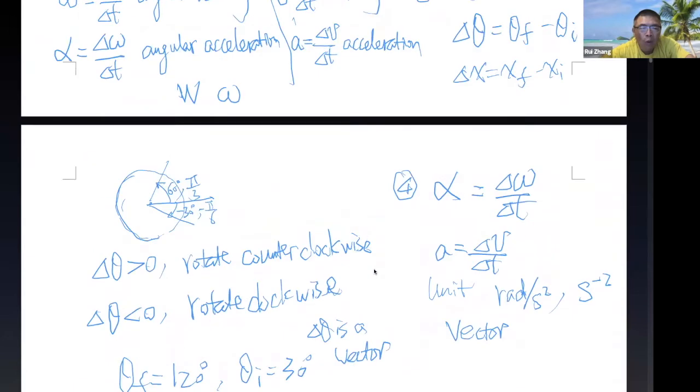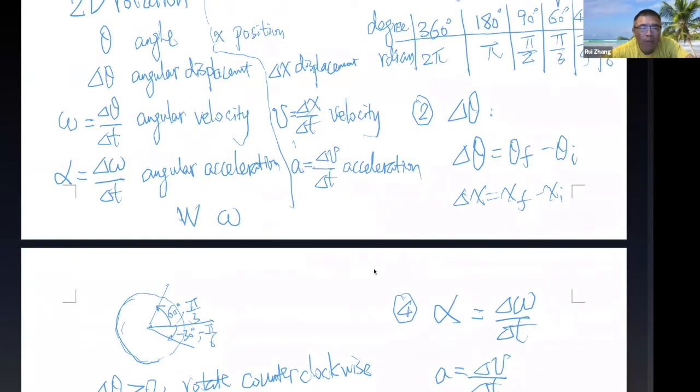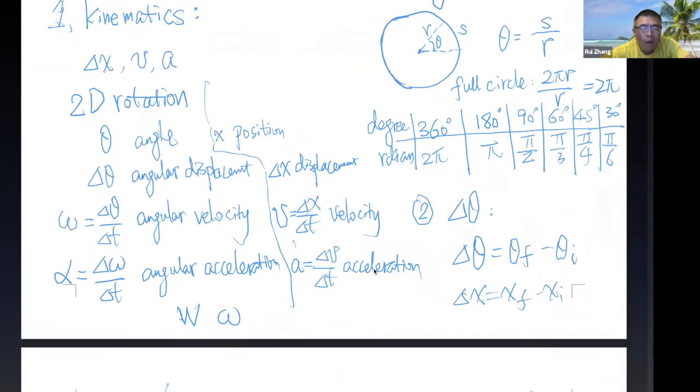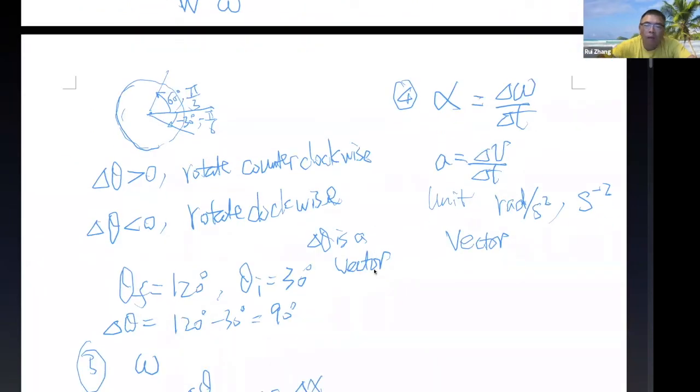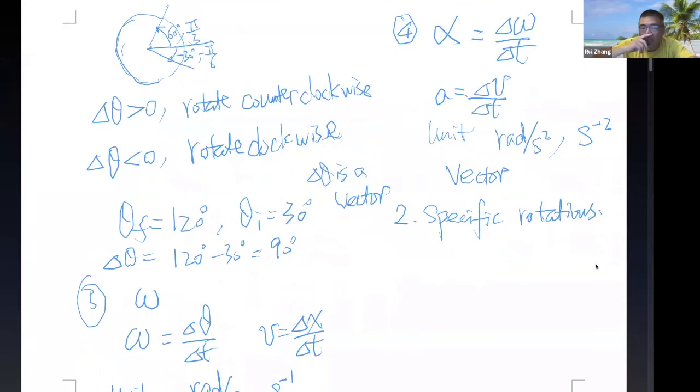Again, we follow what we did in chapter 2. We'll talk about two kinds of specific rotations. If you remember what we did in chapter 2, we started from the simplest linear motion, which is a constant velocity motion. And for rotation, that will be called a constant angular velocity motion.